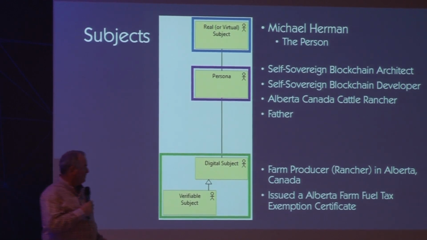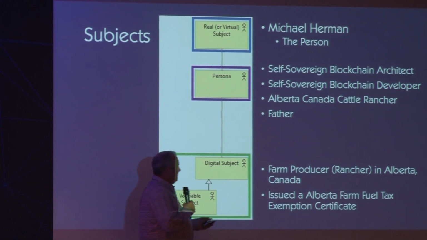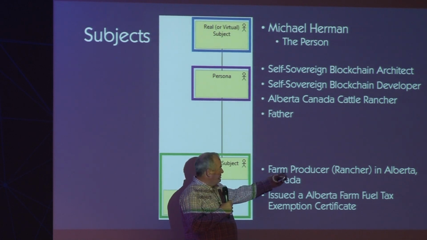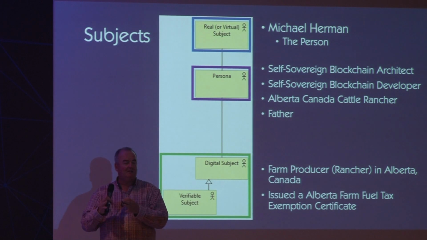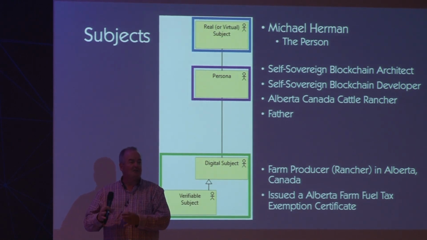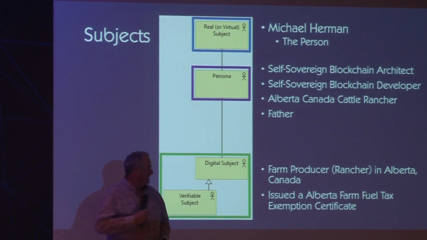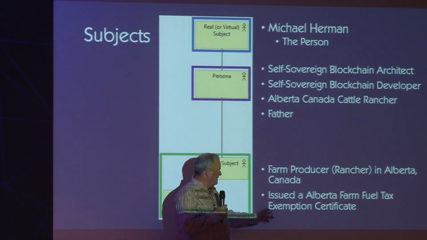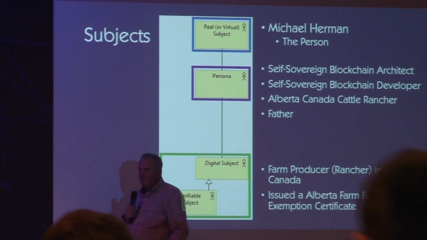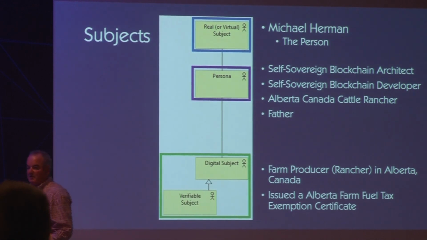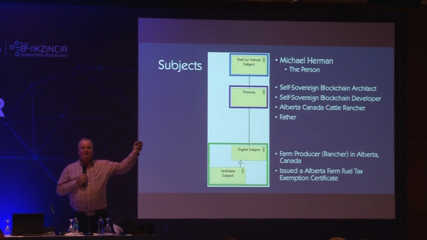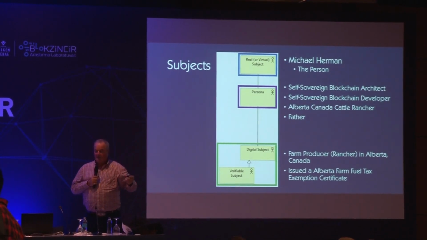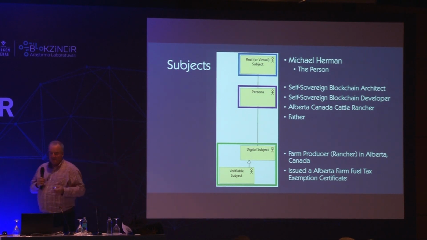In this particular example, technically I'm a rancher in Alberta, but I had to be officially a rancher in Alberta to be able to get a discount on the fuel, on the gasoline that I buy. In Alberta it's called a farm fuel tax exemption certificate, just to pick an example. So subjects, in the end, always have to relate to real people or to real things typically. It could be a more virtual thing like a virtual machine, but it has to be something.